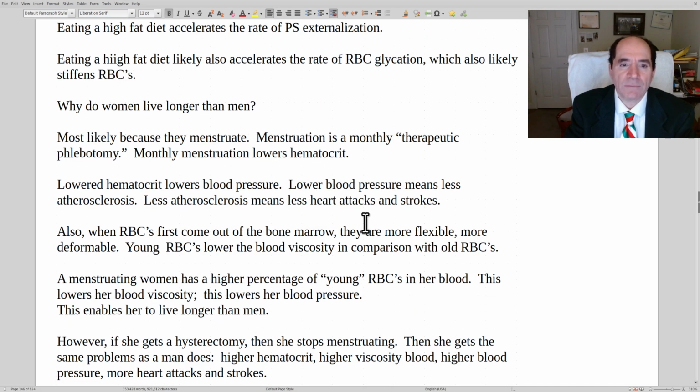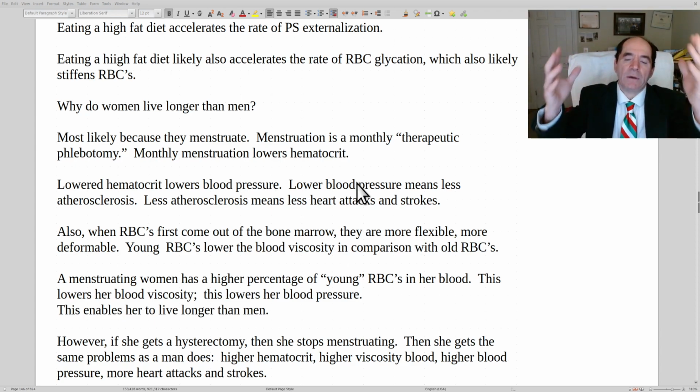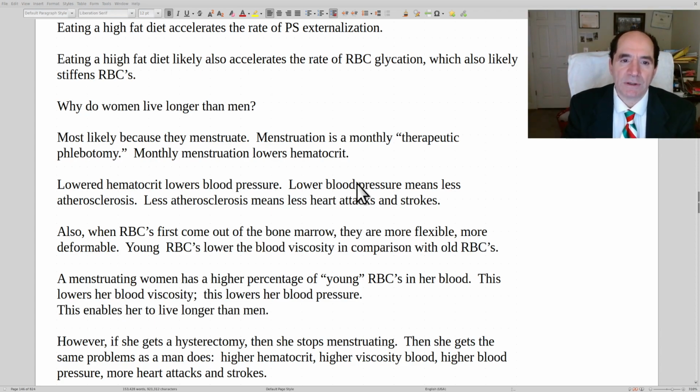Oh, so here then comes a big question. Why is it that eating a high-fat diet also causes insulin resistance, leading to hyperglycemia, leading to more glycation of the red blood cells? So it accelerates the rate at which they become stiffened. Why do women live longer than men?